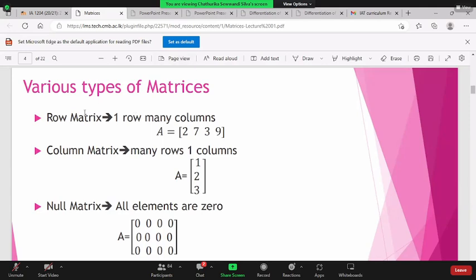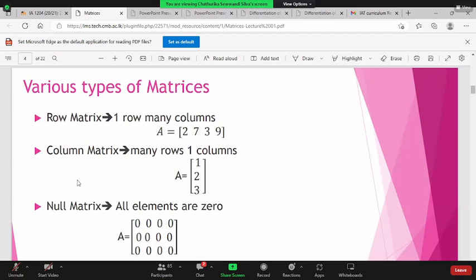Right? So a row matrix is a matrix where there is only one row but many columns, right? If there is only one row, there can be many columns. So there's only one row. If it is a column matrix, there is only one column, but there can be many rows. Row means only one row, column means only one column.